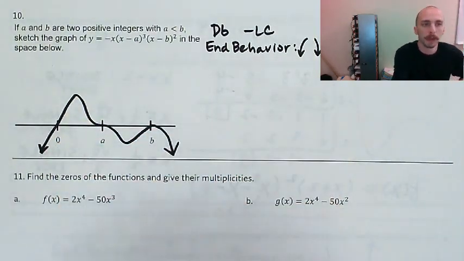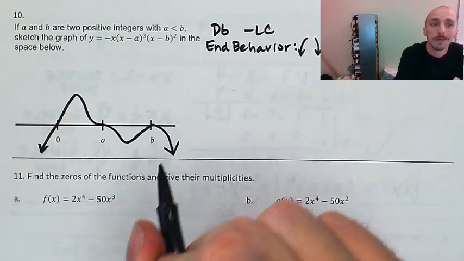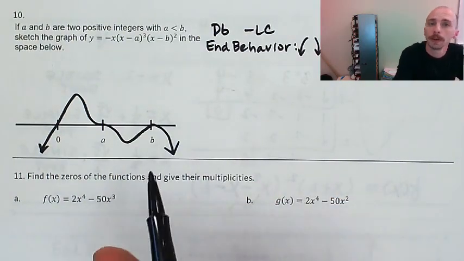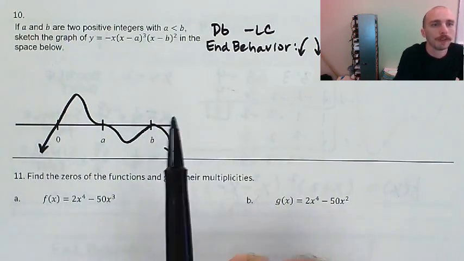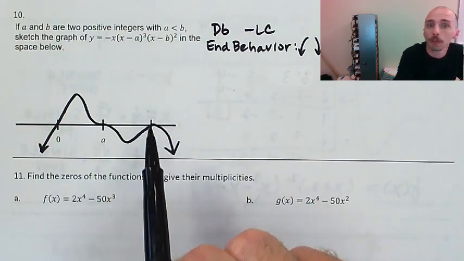This is definitely not the best polynomial sketch I've ever drawn, but this would be good enough to get full credit if this was a test question. It's got the right end behavior. It's got the right behavior at the zeros. It fits together. There's no extra zeros.